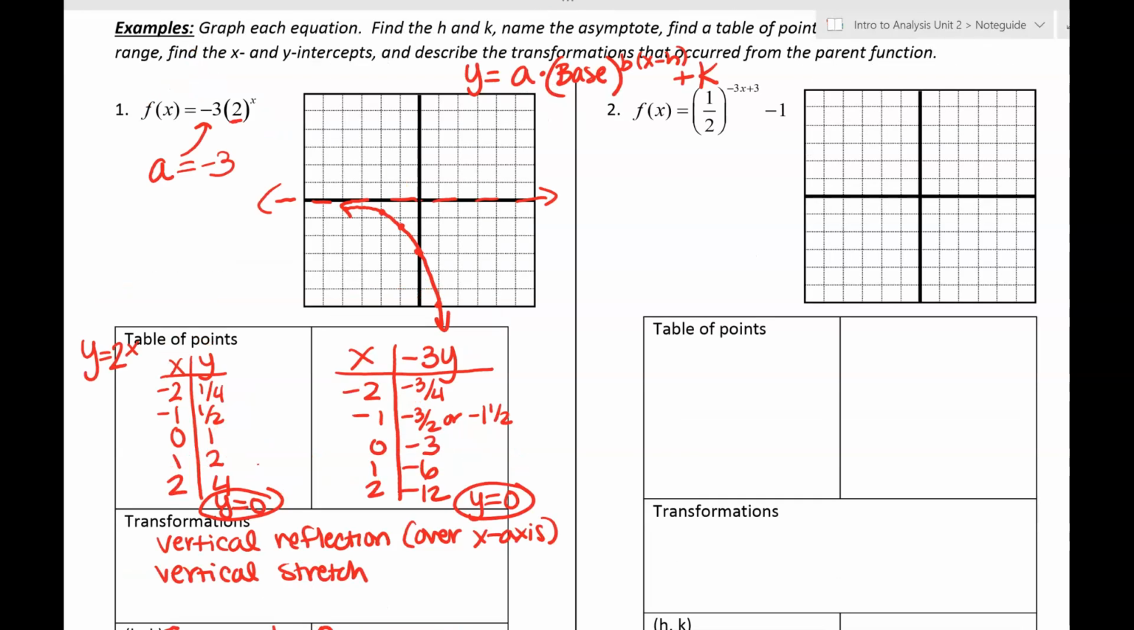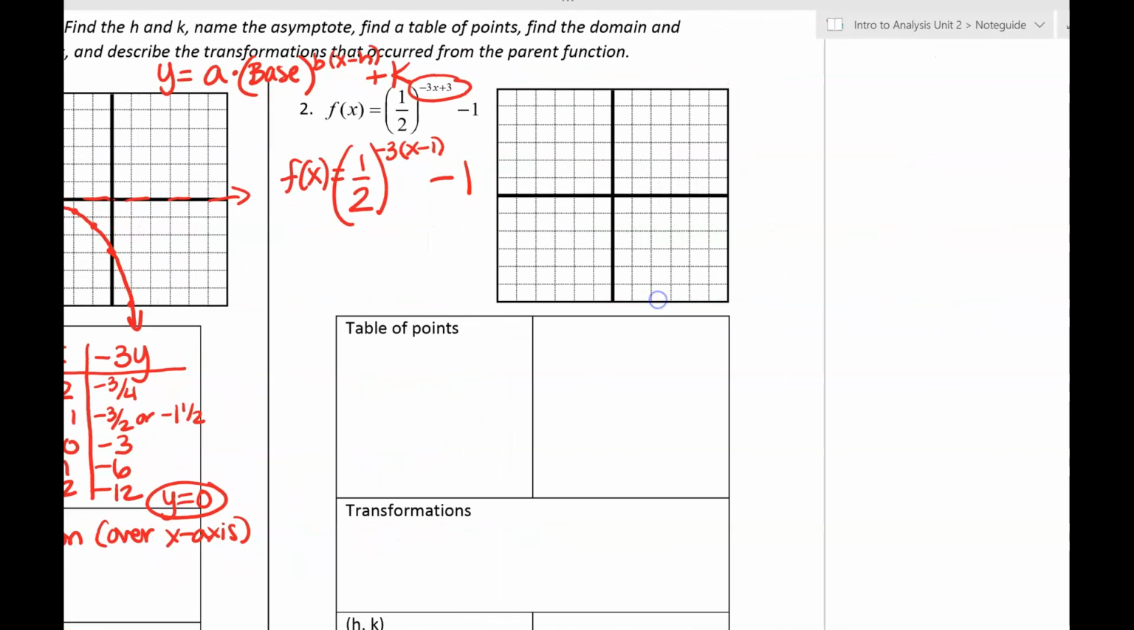And so this one, I do have some information up here with the B and the H. And so I do need to rewrite that just like we have been every time. So if I factor out -3, that will leave me with x minus 1. And all of that's in the exponent. Okay. The 1/2 is my base. So the parent function for this, or I'll write it in your chart, I apologize. The parent function for this is based off of 1/2 as the base.